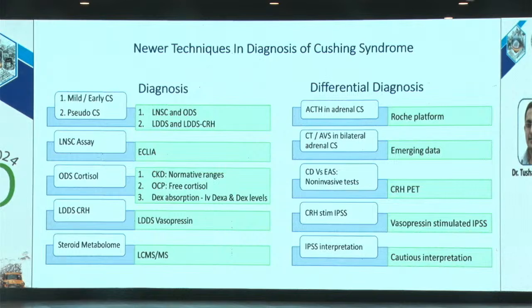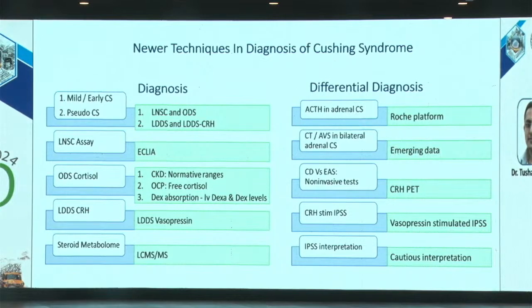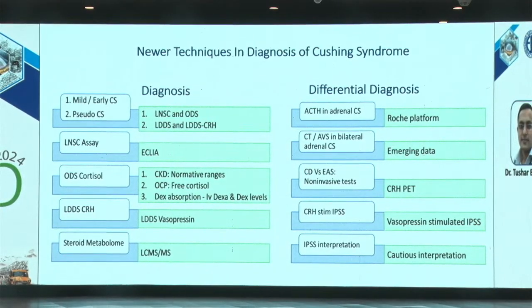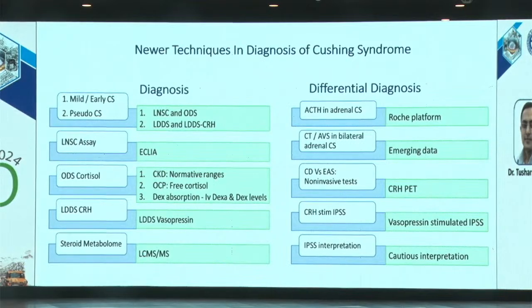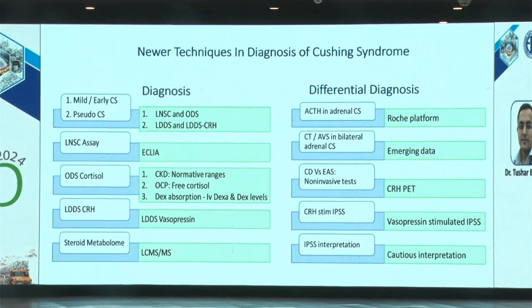We have shifted to LDDST, using vasopressin in ruling out pseudo-Cushing's, as well as we have shifted to vasopressin-based IPSS. Now it's doing quite well with us. We need to be aware of doing ACTH with the Immulite platform and not do it in that and use other platforms. AVS in bilateral adrenal Cushing's, there is emerging data and we are getting more and more information on it. CRH PET-CT is a new addition which is good for the management, but in IPSS, vasopressin does equally good as CRH, but we need to have a cautious interpretation for the same. So with this, I would like to stop and thank you for your patient hearing.